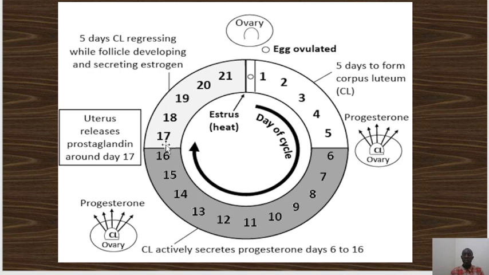By day 17, the uterus will try to produce the prostaglandins, which will now react to the corpus luteum, which we call regression of corpus luteum, and the production of progesterone will decrease. As the production of progesterone decreases, the estrogen levels now increase, and this will result in the GnRH stimulating the anterior pituitary gland, producing the FSH, and then another follicle will develop, which we expect to ovulate by day 1 soon.